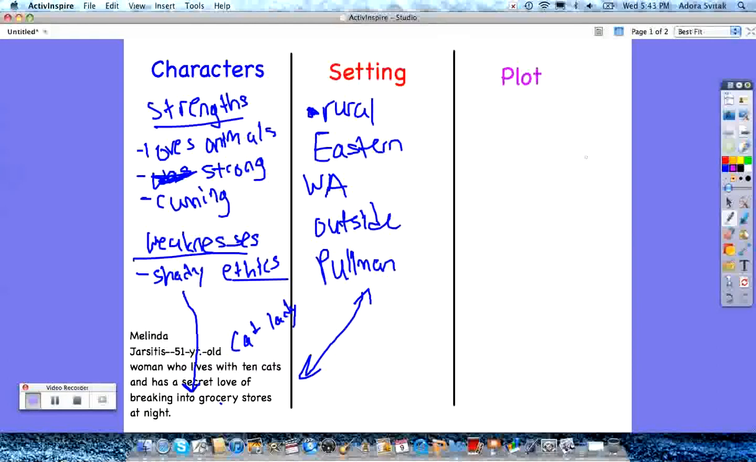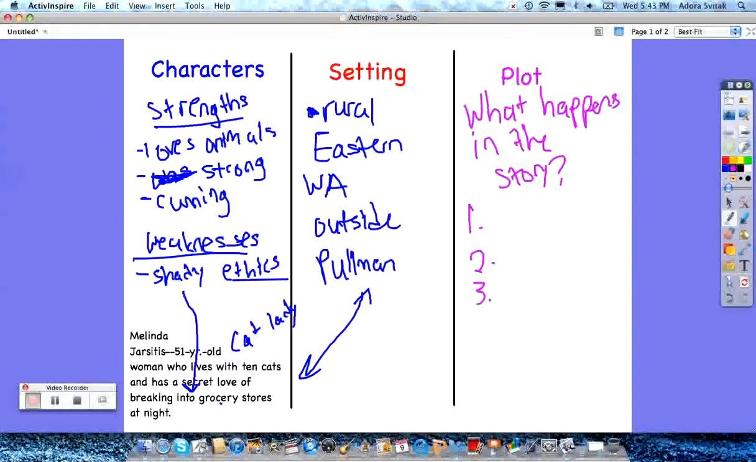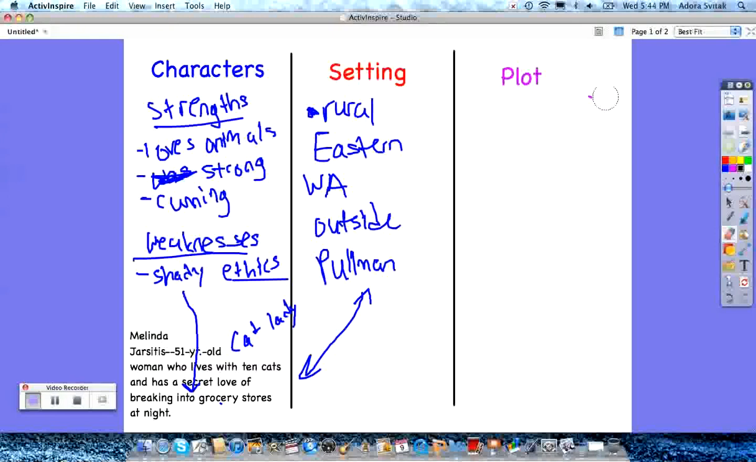And moving on to plot. What happens in the story is what plot is. And asking yourself that, you don't want to just do 1, 2, 3. You also want to think on a broader level about what happens in the plot. How does it affect the character? How does the character change over the course of the story? And why is character change so important?